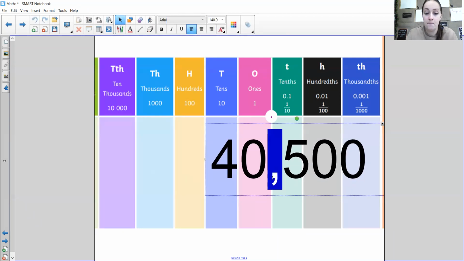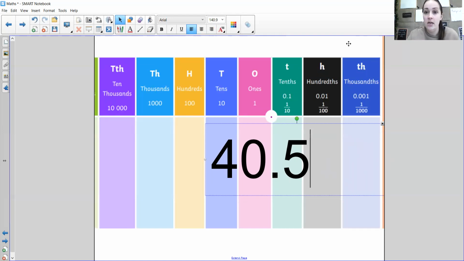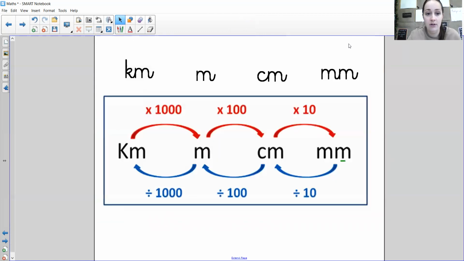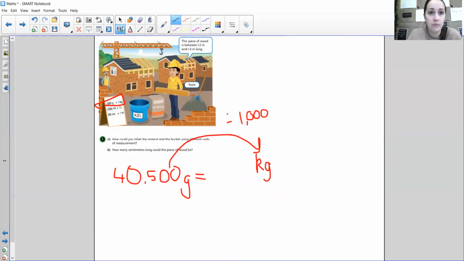What does this need to be? It needs to be a decimal point. Do I need these? Nope, I can get rid of those. So the answer would be 40.5 kilograms. I'll have a look at my original one and see if that makes sense. So I think the answer is 40.5 kilograms. Right, I'm looking at this and I think this makes sense because half a kilogram would be 500 grams because half of 1,000 is 500. So I know that 500 grams is going to be the same as 0.5, so I agree with that there.